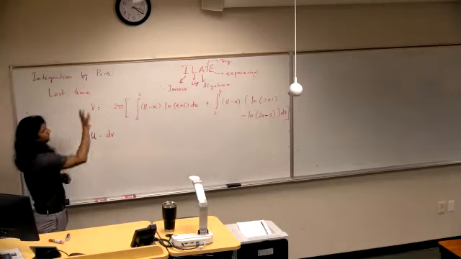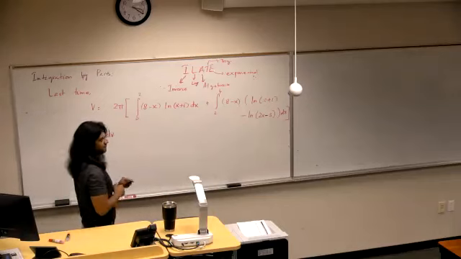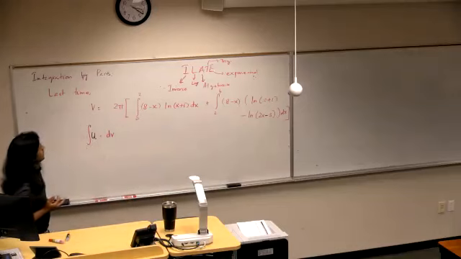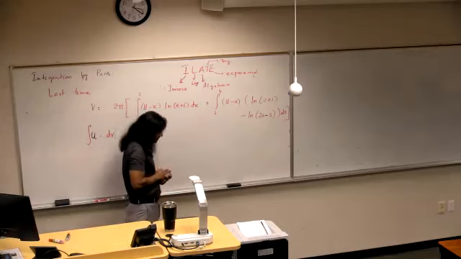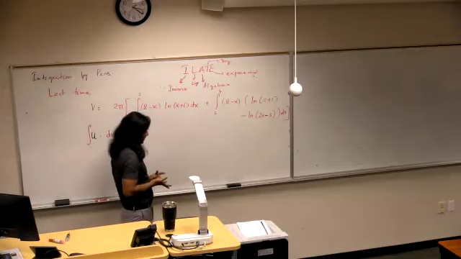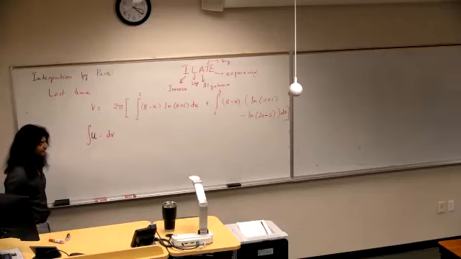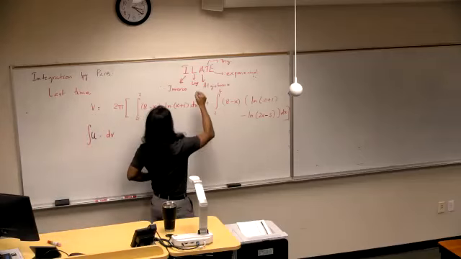Okay. Based on ILATE, I do have an algebraic part. I do have a logarithmic part. So which is which? u would be the logarithm and then your algebraic expression. So u would be the logarithm and dv would be the 8 minus x. dv would be the 8 minus x.